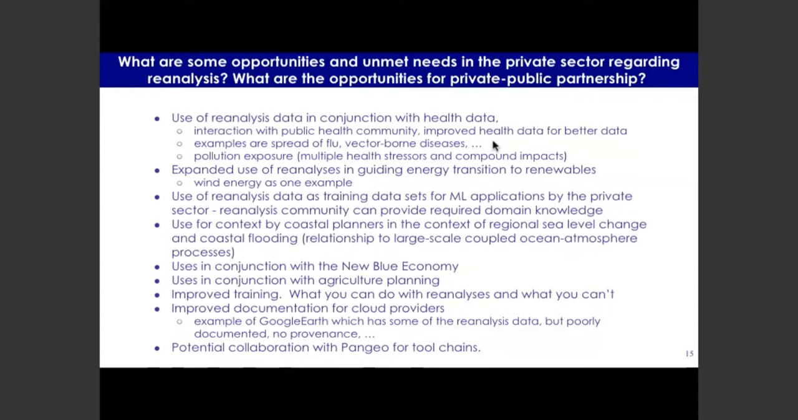Improved documentation came up for cloud providers. There was an example given that one product, or products, were basically just put up in the cloud with really poor documentation and also provenance of where this actually comes from and what it actually means. And then very specifically, I think we might touch upon this also today, software workflows connecting to this with efforts such as Pangeo, where a lot of workflows are being developed, and to really much more advance the data source.